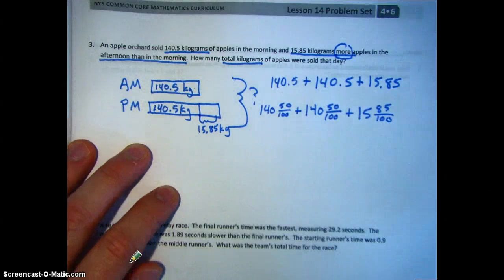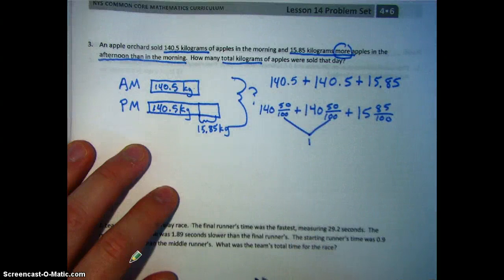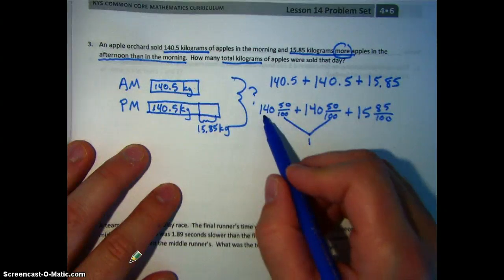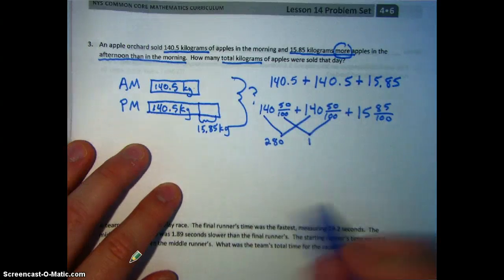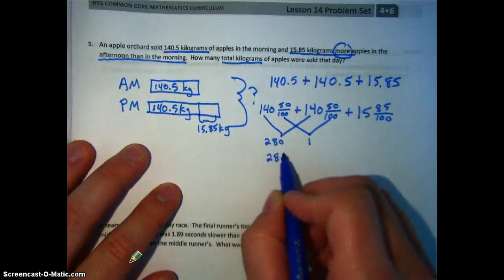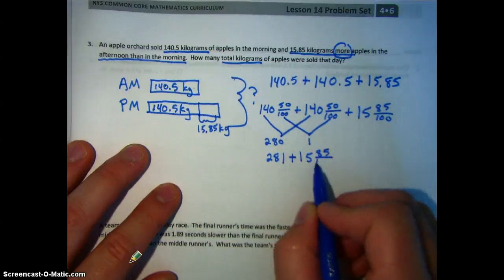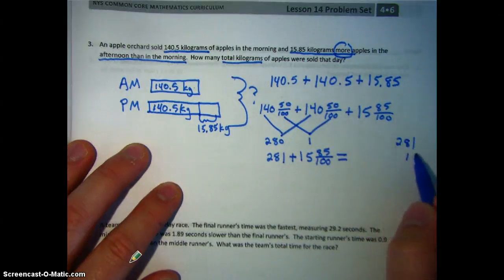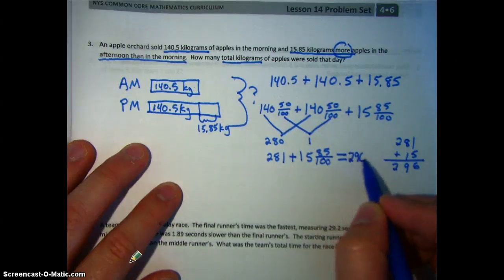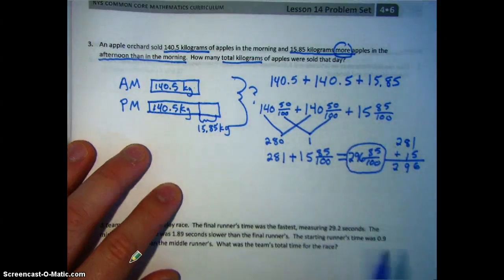Okay. Now by setting this up this way, we see a couple things. First, 50 hundredths and 50 hundredths is going to get us 1. Okay. So then we can look at 140 and 140 is going to get us 280. Okay, so now when we go to add this up, we have 281 plus 15 and 85 hundredths. Okay, and then to do a quick add over here of our ones, we end up with 296 and 85 hundredths as our final answer. Okay, and that's how to solve it in fraction form.